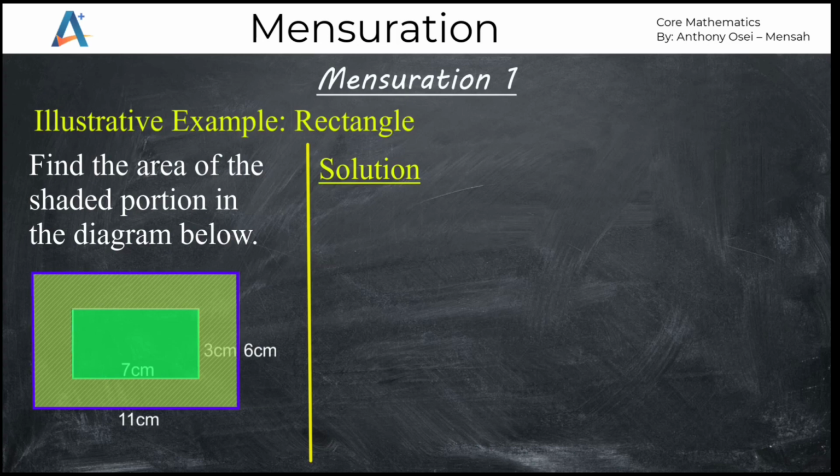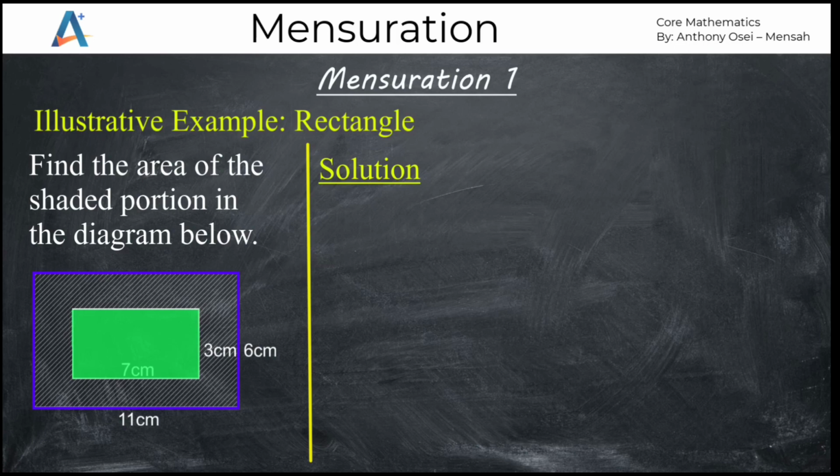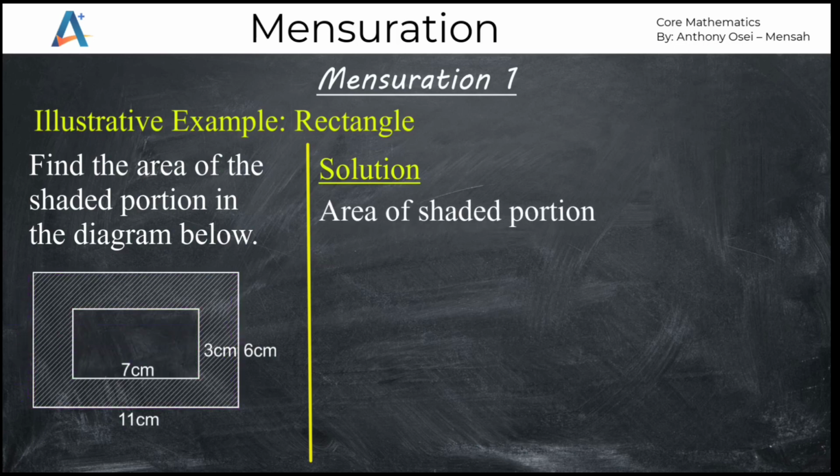Now, if you want to get a shaded portion, you need to find the area of the big one, that is the outside one, find the area of the small one, the one inside, and subtract the two. So what I'm trying to say is that the area of the shaded portion, which is ASP, is equal to the area of the big rectangle minus the area of the small rectangle.